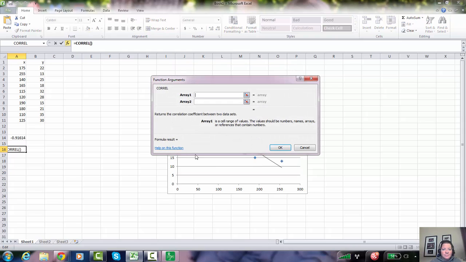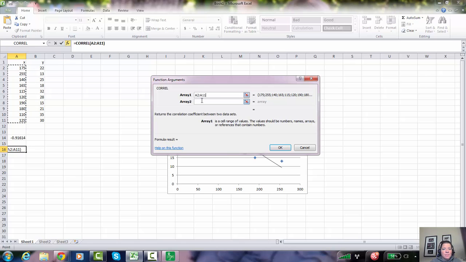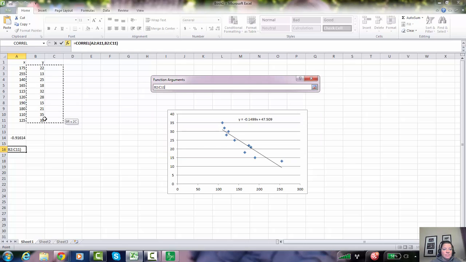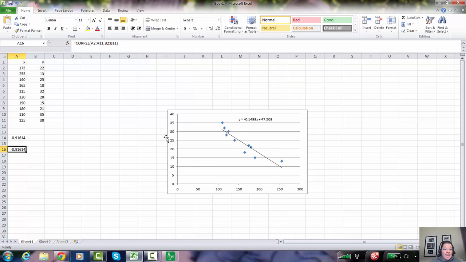So push OK, and it asks for array 1. An array is a list of numbers. It wants your X values in array 1. You could type in A2 to A3, or you could be lazy like me and just highlight them. And then it puts them in for you. And then you push OK, and look, you get your R. This is R, your correlation coefficient. So this is the easiest way to come up with your equation of your line and your correlation coefficient.